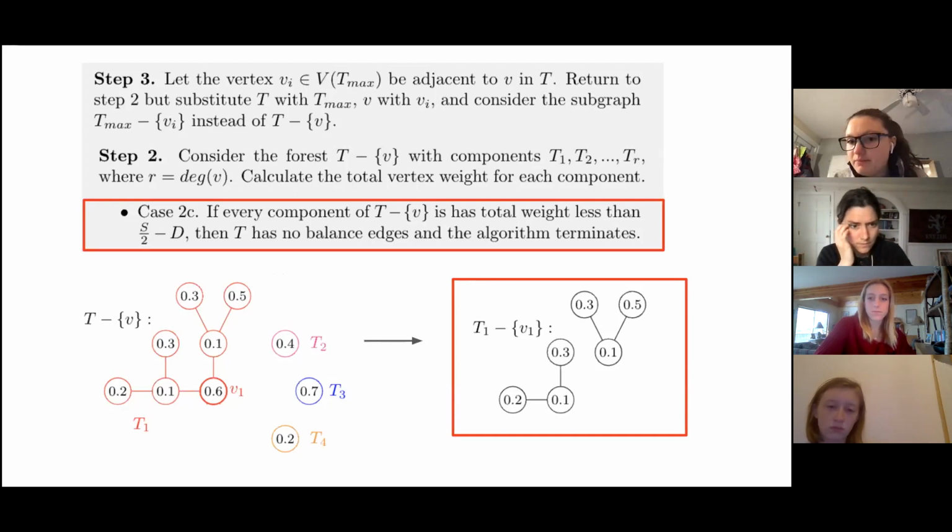But if one of them does have the weight that we would be willing to accept, then we found a balance edge that was incident with the next vertex that we removed, so V1. So in this example, we get components that have total weight less than we're willing to accept, so we can conclude that this tree doesn't have a balance edge.